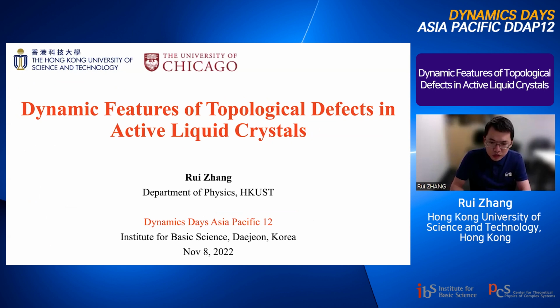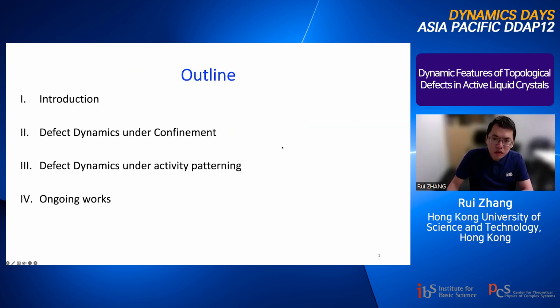So for the sake of time, I'll just directly go to my talk. As my topic has mentioned, I'm talking about topological defects in active liquid crystals. The outline of my talk will be: first, I will introduce what topological defects are and what active liquid crystals are. Then I will talk about the new features that we can see from all these systems. And in the end of the talk, I will talk about some ongoing efforts that my group is working on.